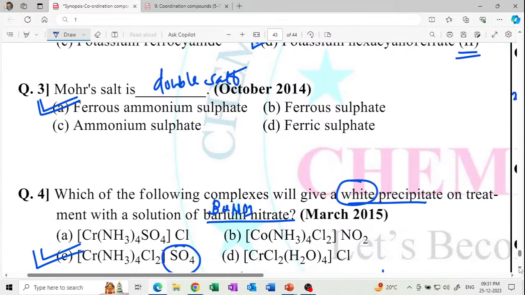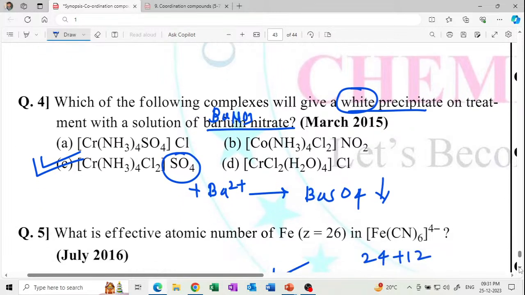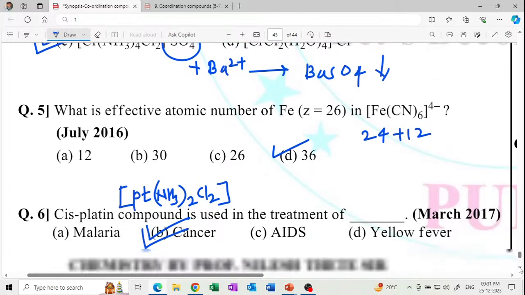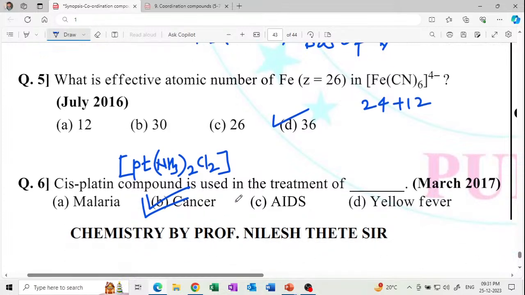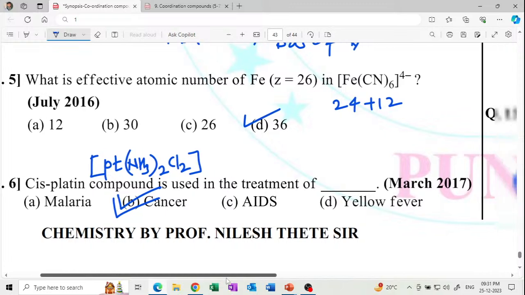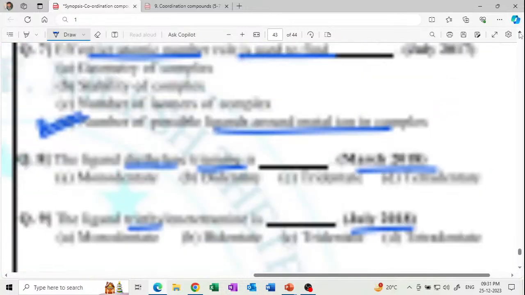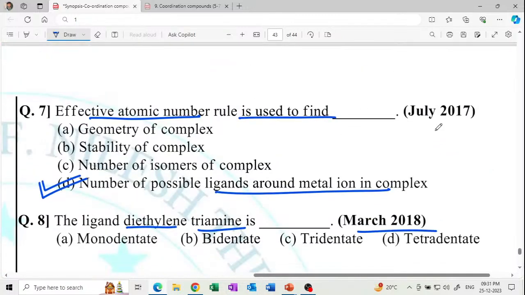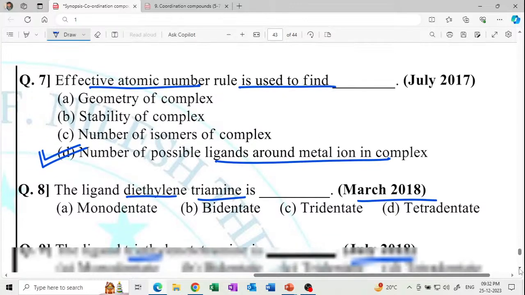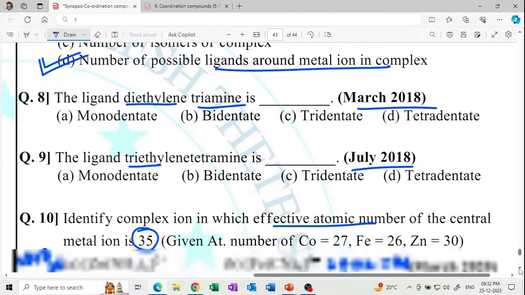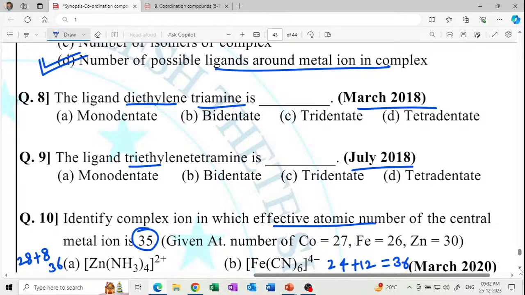This is more salts. Which of the following complex precipitate? Sulfate to form the white PPT. Effective atomic number. That's cisplatin, used for the treatment of cancer, an anti-cancer drug. Now the effective atomic number is used to find out the geometry, stability of the complex, number of possible ligands. And then this is the tridentate ligand, and this is the tetradentate ligand. नोट्स मध्ये शो केले पहा मी आपण. नोट्स चेक करू शकता.